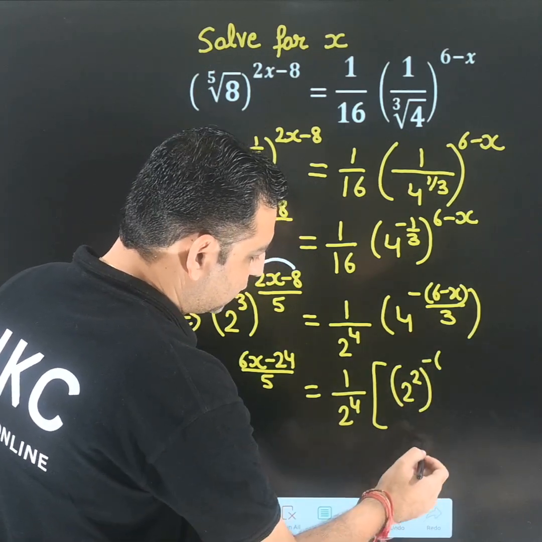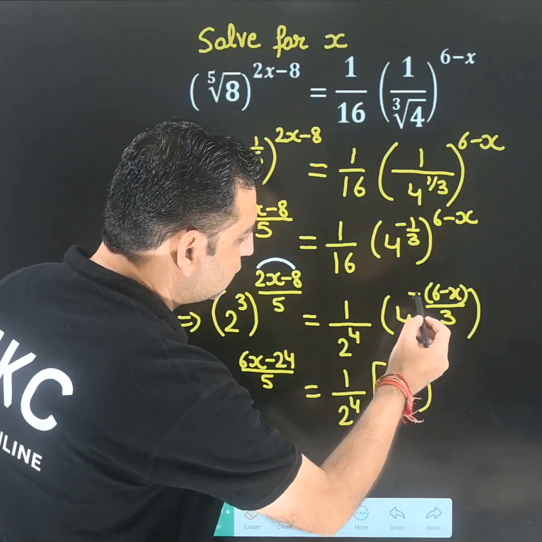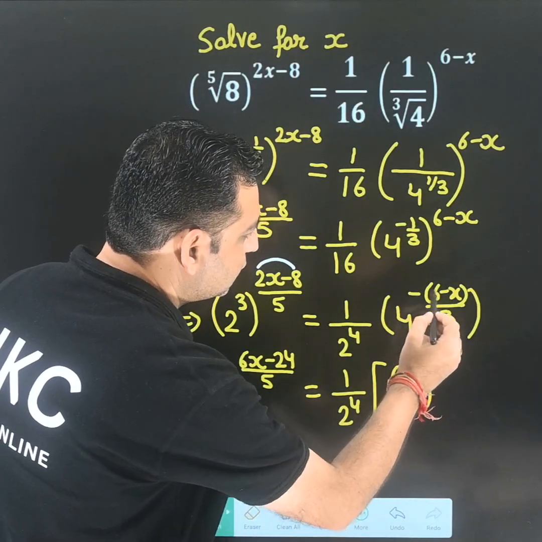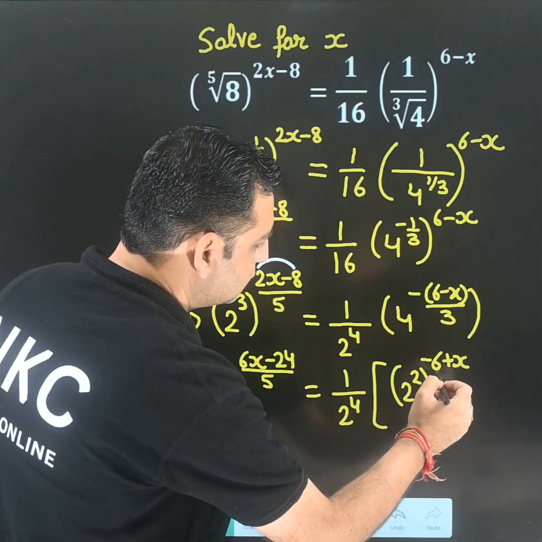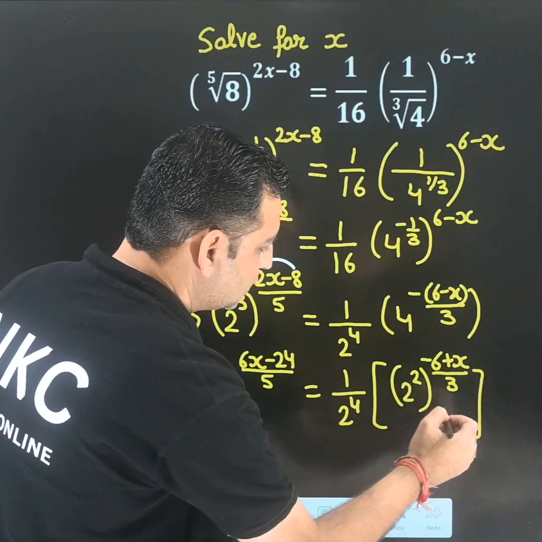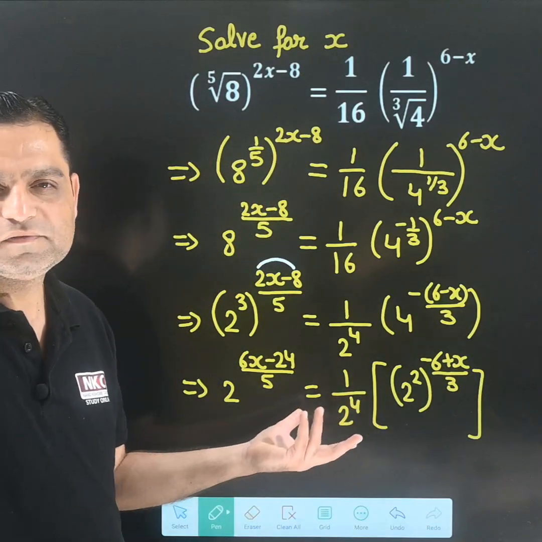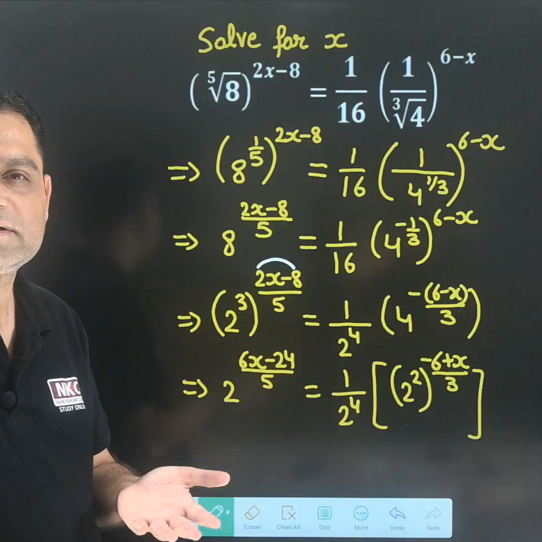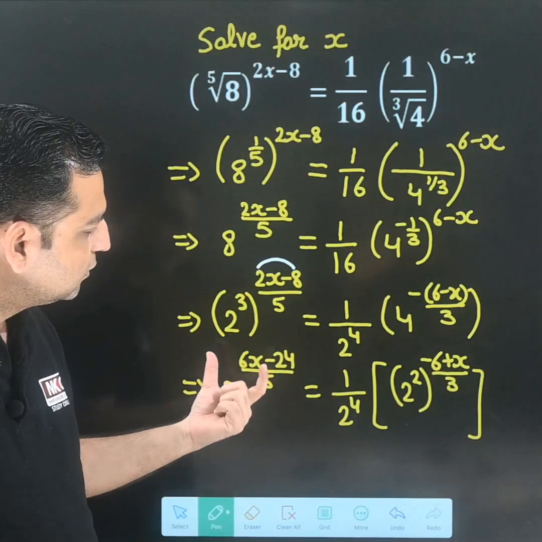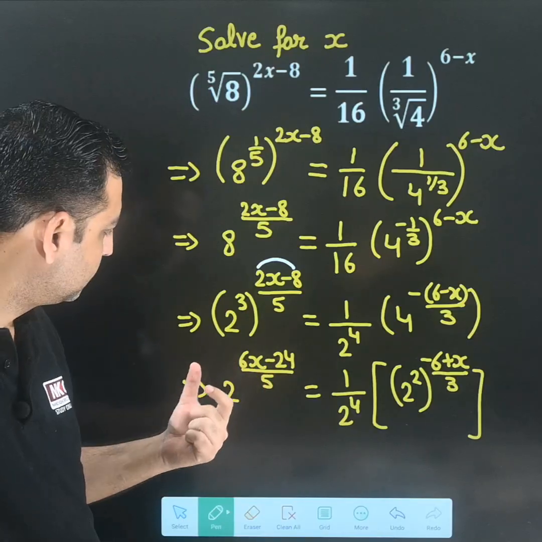Let me open the bracket also. I can open the bracket. Why to worry? Minus 6. Then minus and minus plus x divided by 3. Usually mistakes happen in the calculations only. Concepts are clear with the students. That is why each and every step I am writing.